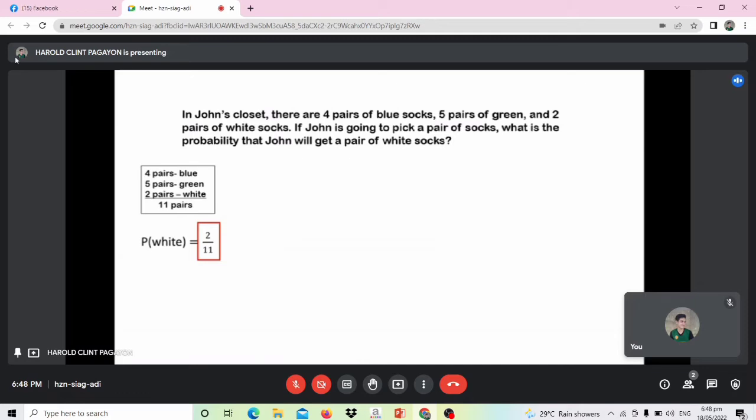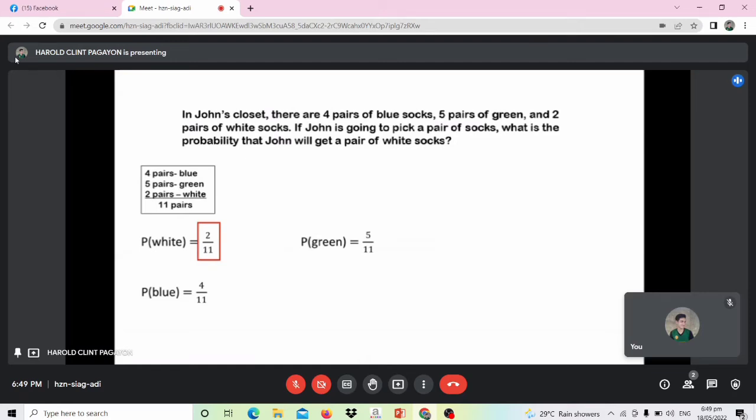So we already know the probability of the White Sox. Let's try to look at the probability of the Blue Sox, with the same steps, the same method. P of blue, since we are looking for the Blue Sox, is equal to the number of pairs of Blue Sox, which is 4, all over the total pairs of Sox, which is 11. So that's the answer. Next, we look at the probability of the Green Sox, with the same method.